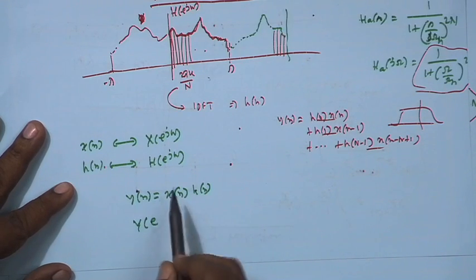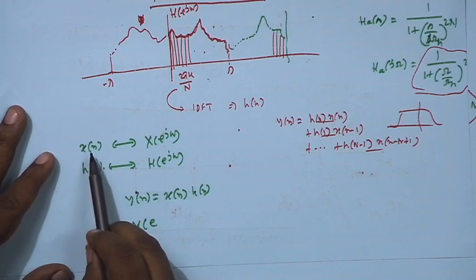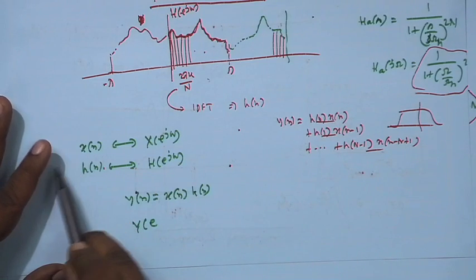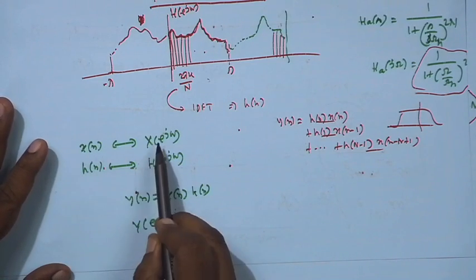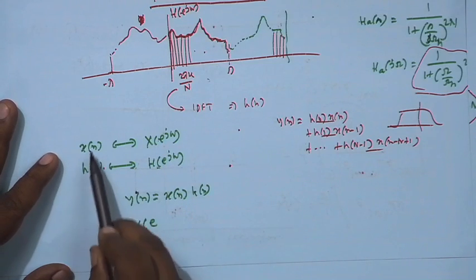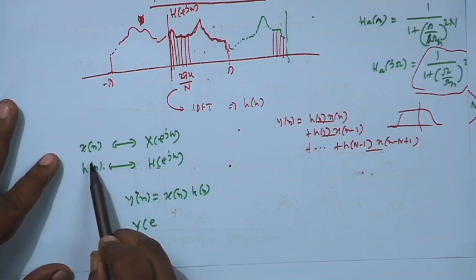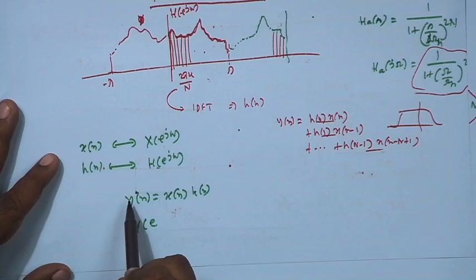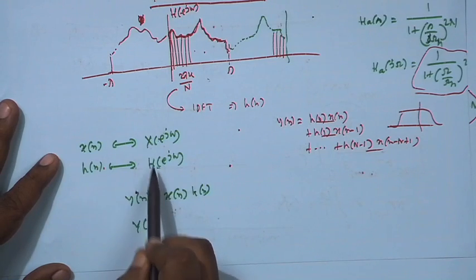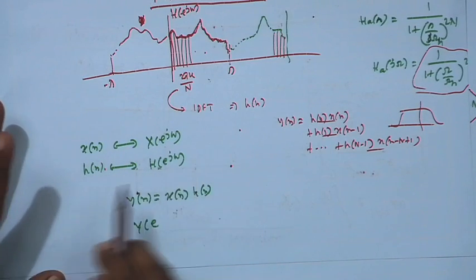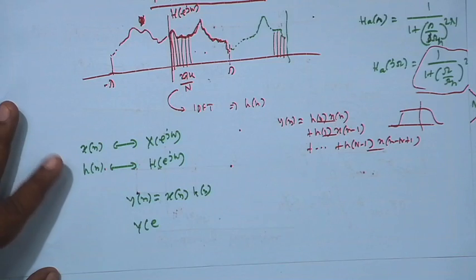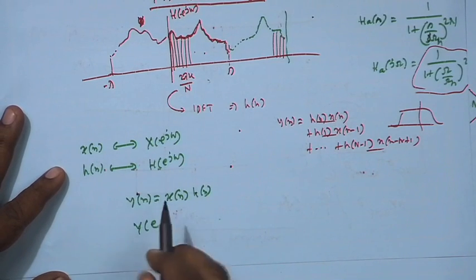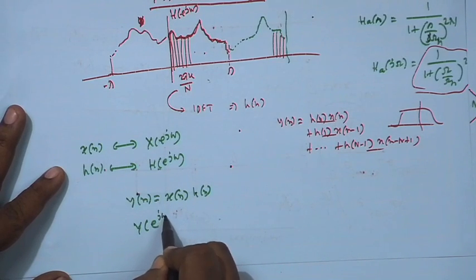It will not be a product. As I told you, if x[n] and h[n] are convolved and you call it y[n], the DTFT of y[n] will be the product of these two DTFTs. But if they are multiplied, then the DTFT of y[n] will not be the product of the two DTFTs. In fact, we will see that it will be a convolution in the frequency domain between these two DTFTs. Okay, not product, convolution. So, we can work it out.